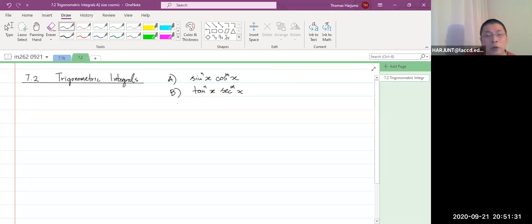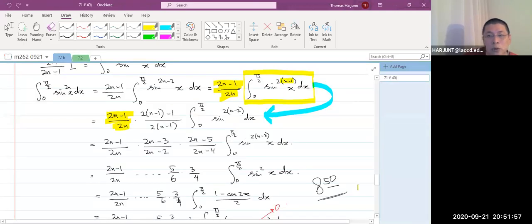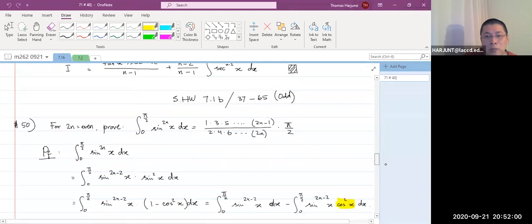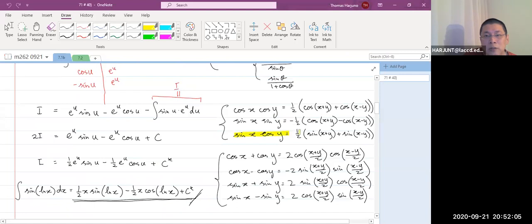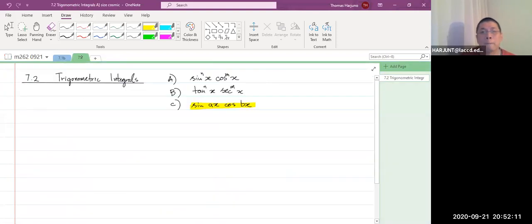And then, the third one is when we have sine ax cosine bx type. But for this last one here, we will use the formula that I gave you earlier. Something to do with this. We will use this. Okay, for this, 7.2.